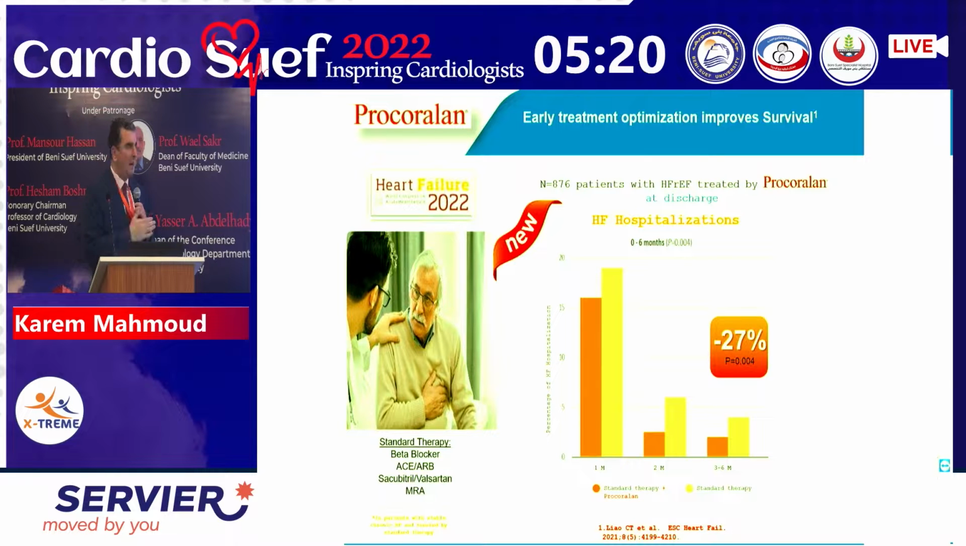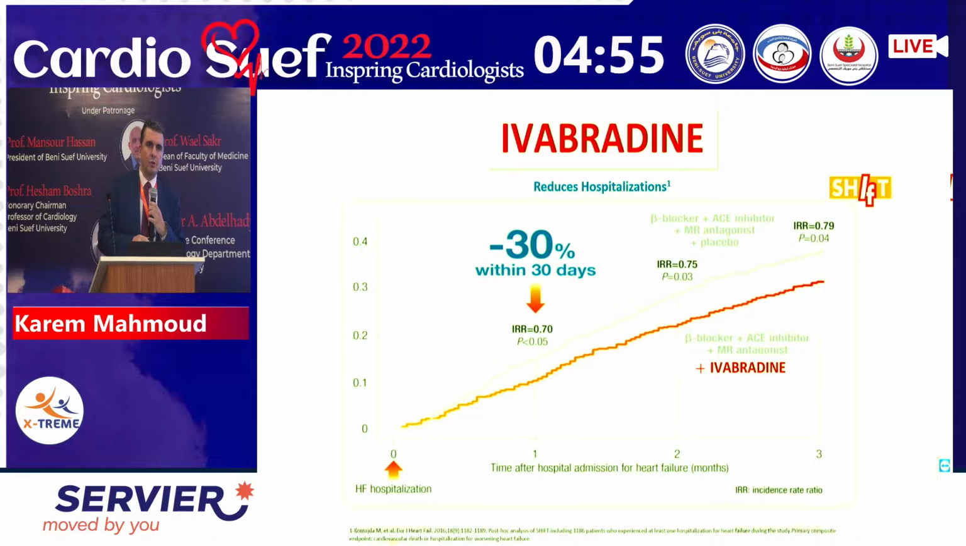زي ما احنا شايفين at 1 month there is a significant reduction of heart failure hospitalization at the all interval 1 month, 2 months, and 3 to 6 months. So ivabradine with beta blocker combination in acute heart failure patient before hospital discharge can decrease cardiovascular death and can decrease heart failure hospitalization. This was in agreement with the old data اللي جت من الشيفت ترايل.